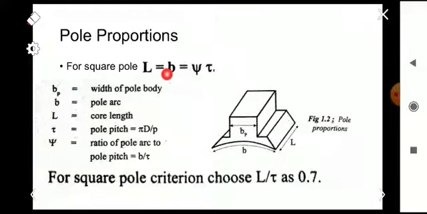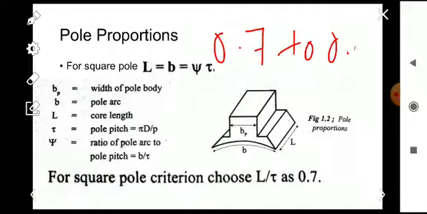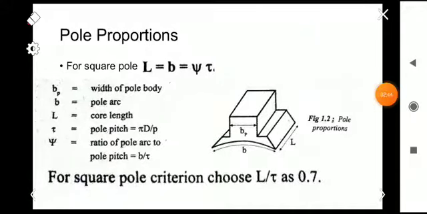We know that when L is equal to b, there is a ratio psi, which means the ratio of pole arc to pole pitch, that is psi is equal to b by tau. In the case of a square pole this b will be equal to L, so in most cases we say it is L by tau. We choose the L by tau value for a square pole section as 0.7, but the range is between 0.7 and 0.9, and for doing the problems we will be using 0.9. Here the value of tau is pi D by p, where D is the diameter of the core and p is the number of poles.